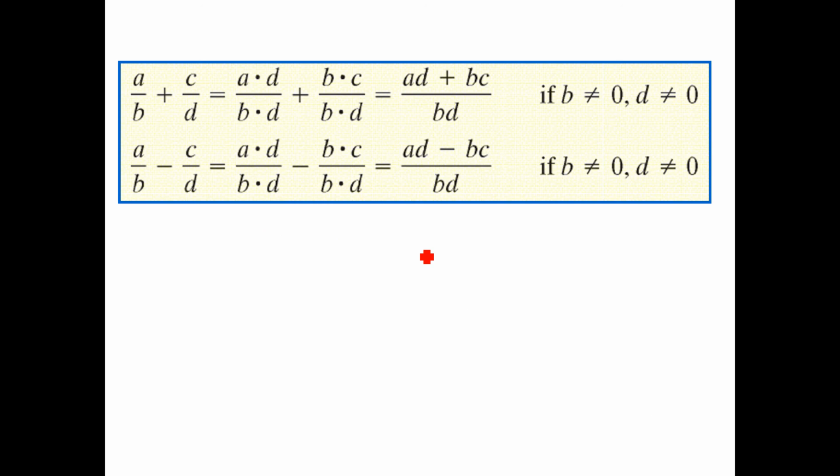All right, last section here. What do we do if we add or subtract without the common denominator? We need to get a common denominator. So if we're doing A/B plus C/D, multiply here by D over D, and multiply here by B over B to get your common denominator.